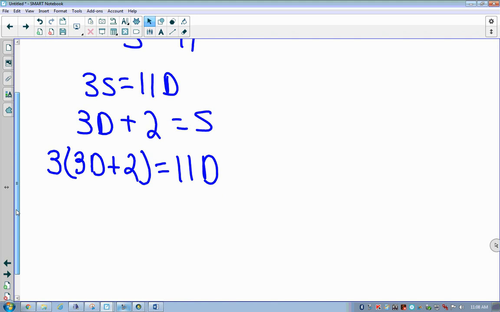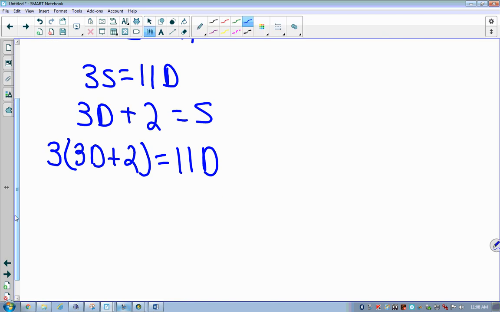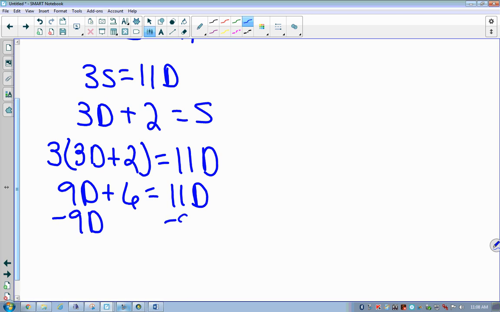Let's scroll down here a little bit. We're going to use the distributive property. We're going to get 9d plus 6 equals 11d. And I know that can be tough. Make sure that you're careful, if you have to use d, that it doesn't look like a 0. I'm going to subtract 9d. I'm going to get 6 equals 2d. So d should equal 3. Does that match what you had in your answer key?